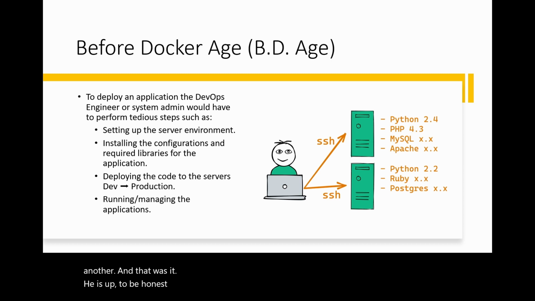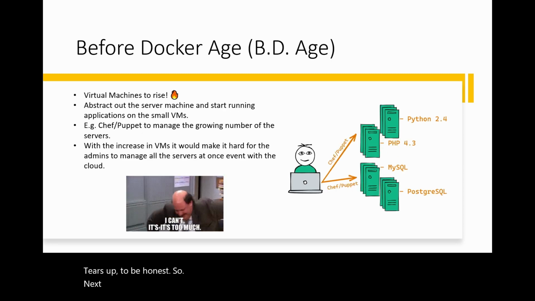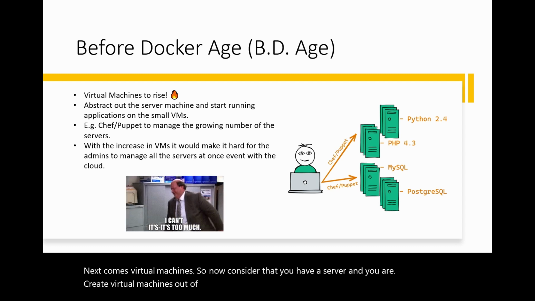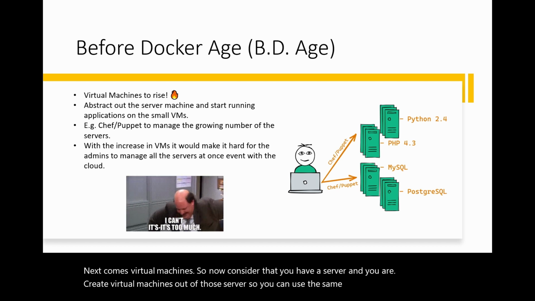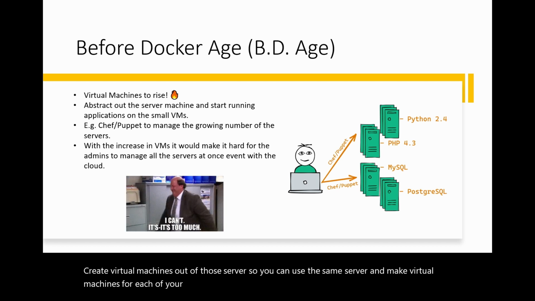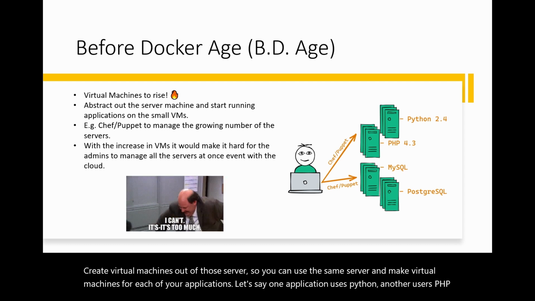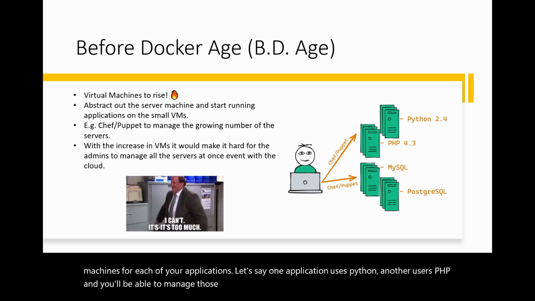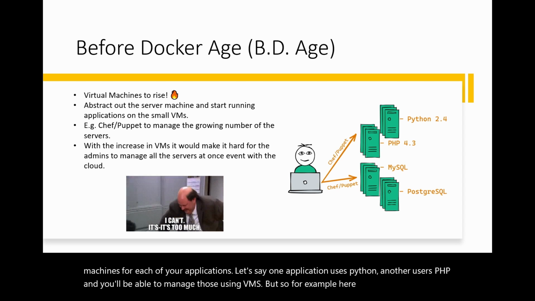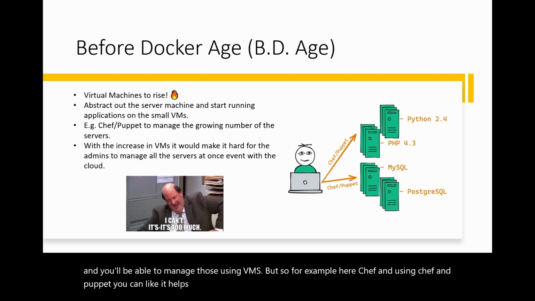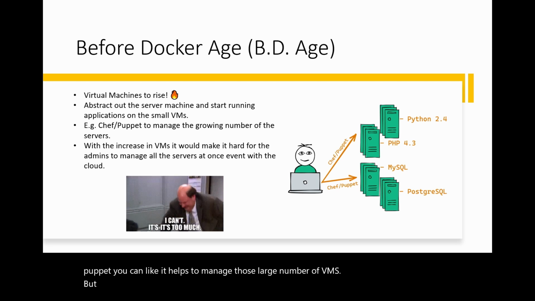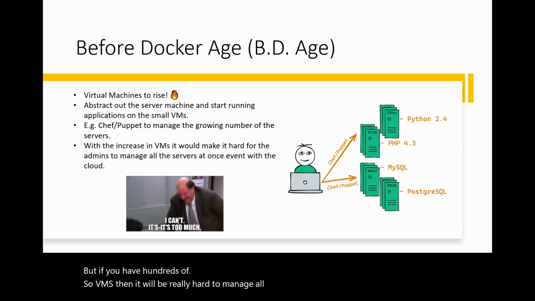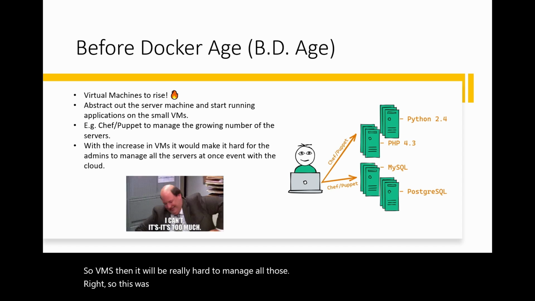So next come virtual machines. Now consider that you have a server and you create virtual machines out of that server. So you can use the same server and make virtual machines for each of your applications. Let's say one application uses Python, another uses PHP, and you'll be able to manage those using VMs. For example, using Chef and Puppet helps to manage a large number of VMs. But if you have hundreds of VMs, then it will be really hard to manage all of them, right? So this was also an issue.